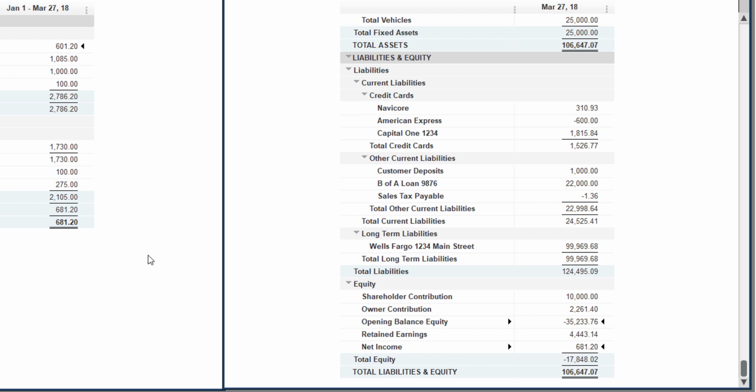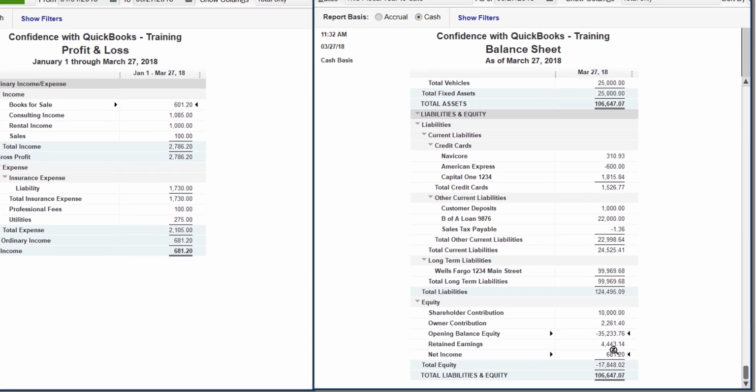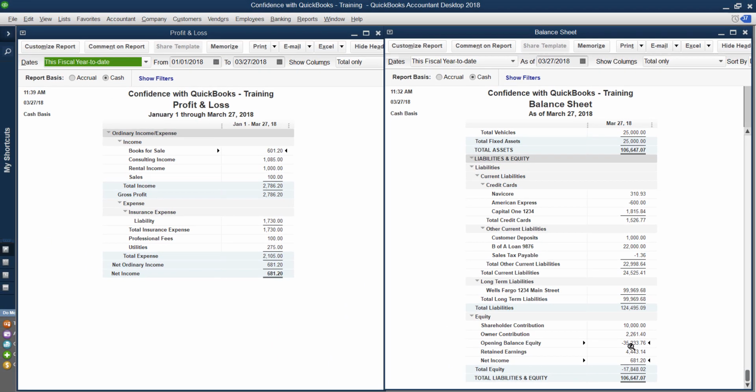And typically what accountants do is at the end of a year, they will take the opening balance equity and close it into the retained earnings to zero that account out. You would want to talk to your tax professional and see if they want you to do that. You can always ask them, but that's something that's commonly done just to clean up that account.